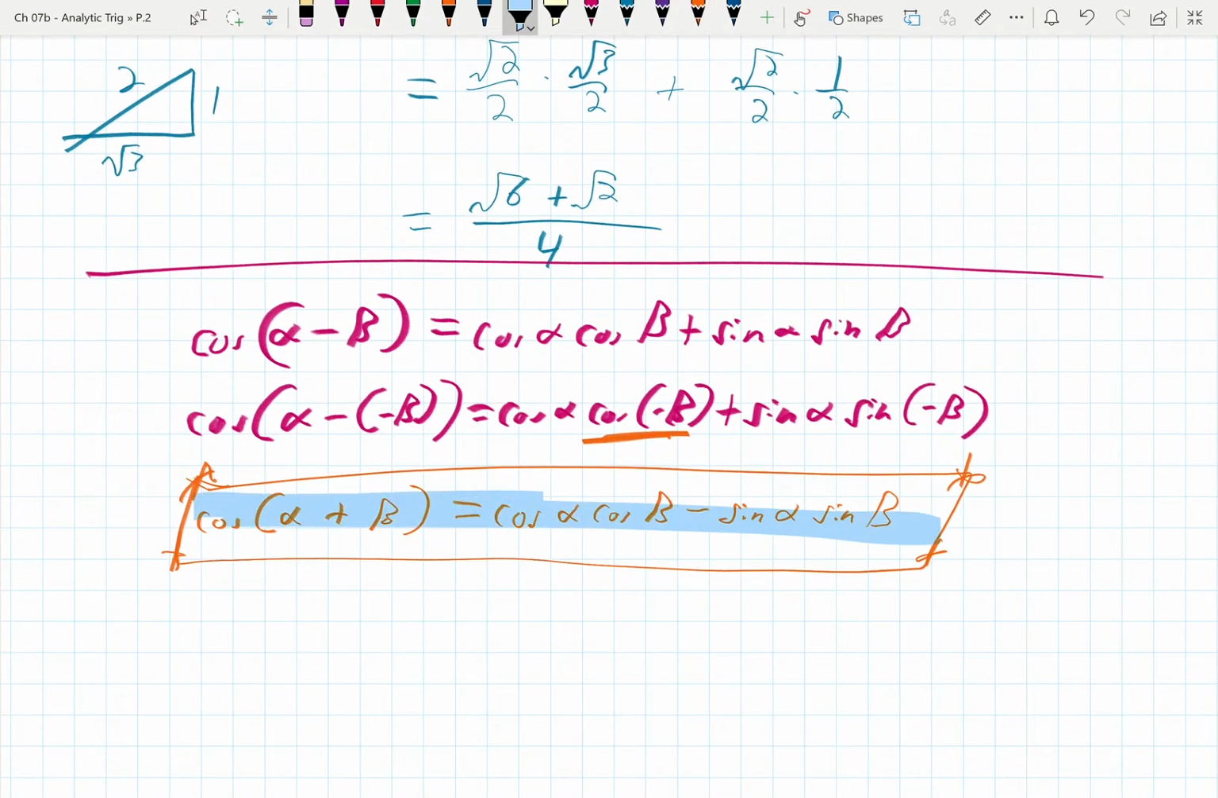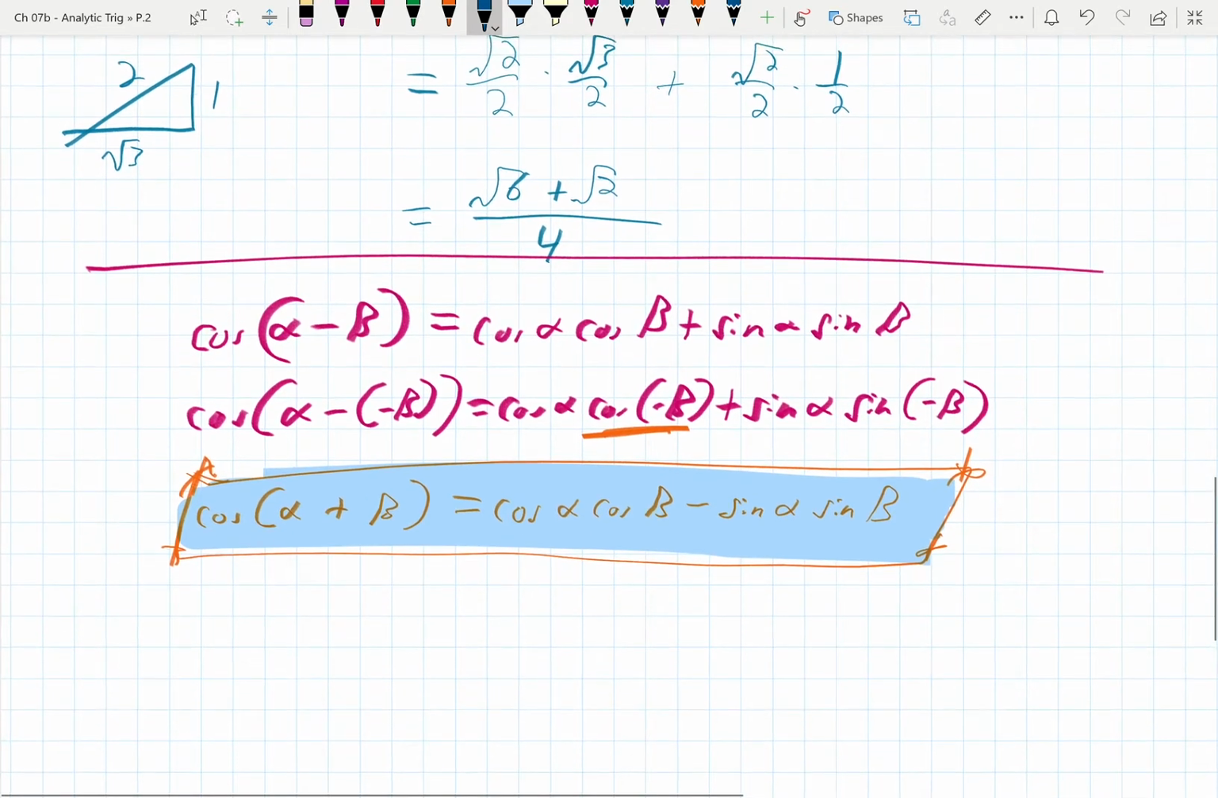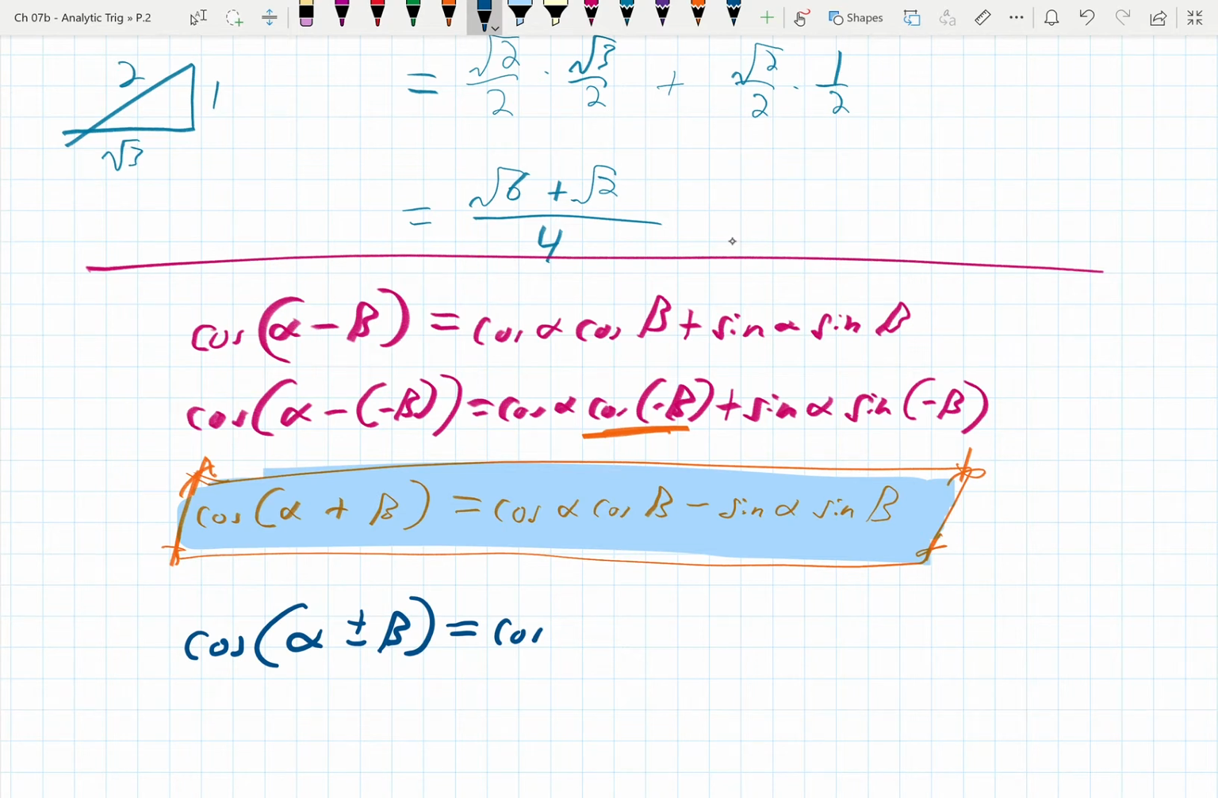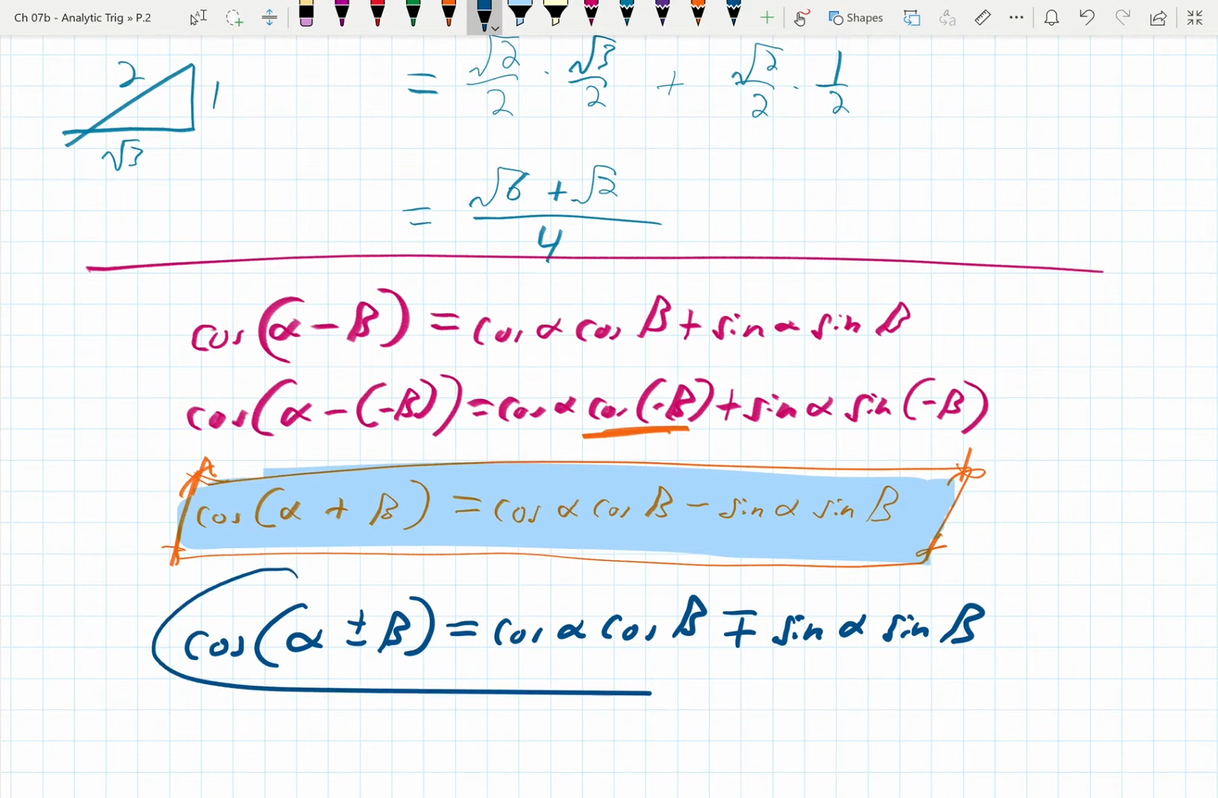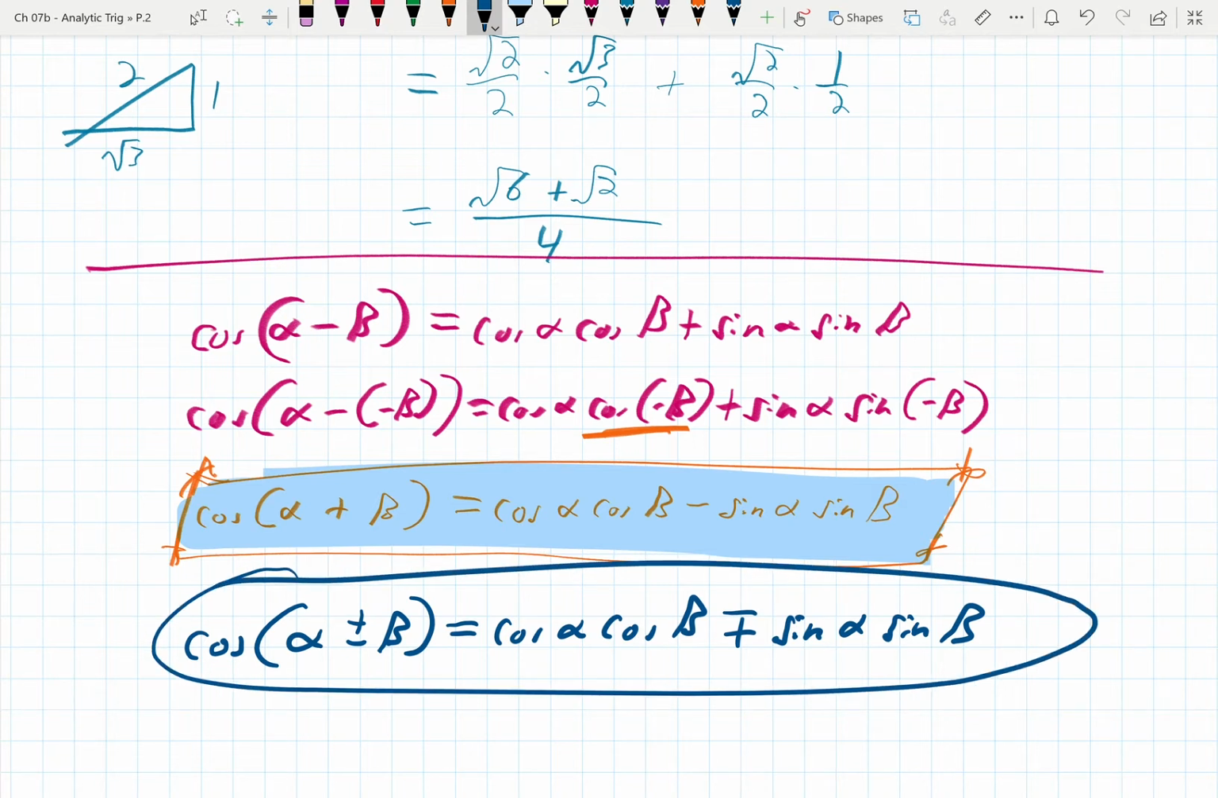Now, you know me by now. You know I tend to like the plus minus, minus plus notation. So can't we simplify this whole thing just a little bit and write it as the cosine of alpha plus or minus beta equals the cosine of alpha cosine of beta minus or plus the sine of alpha sine of beta. So this is the real one, knowing how the cosine, cosine, sine, sine works, and knowing that it's the opposite sign.